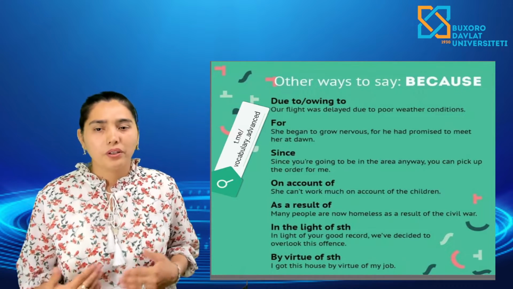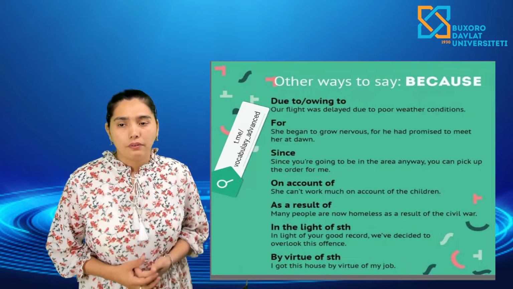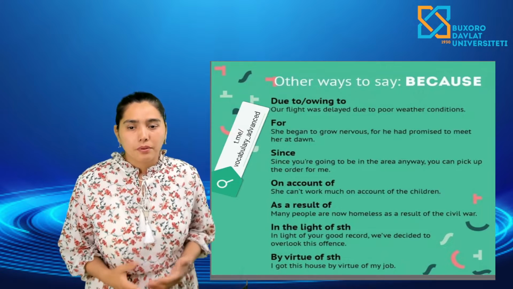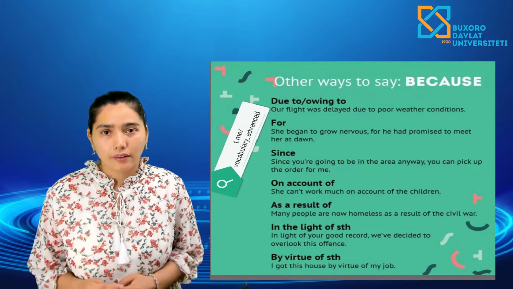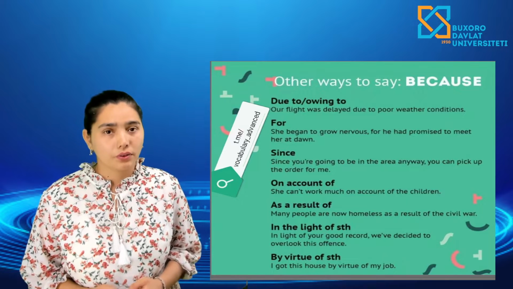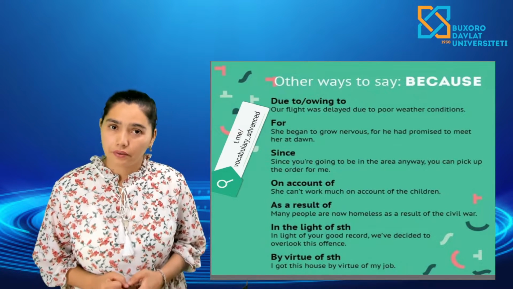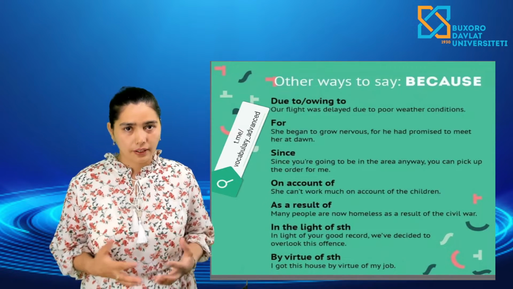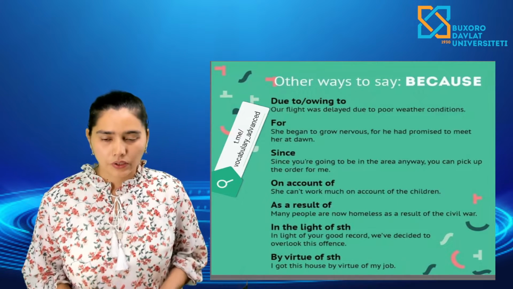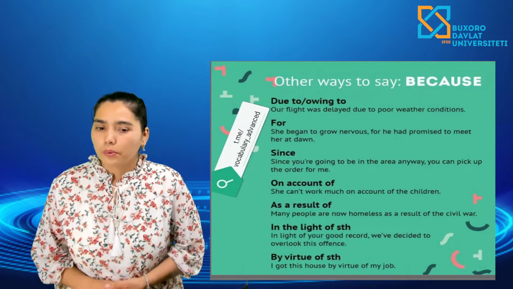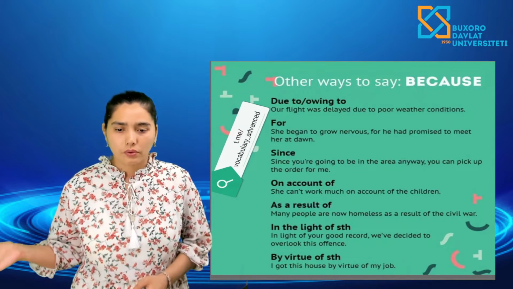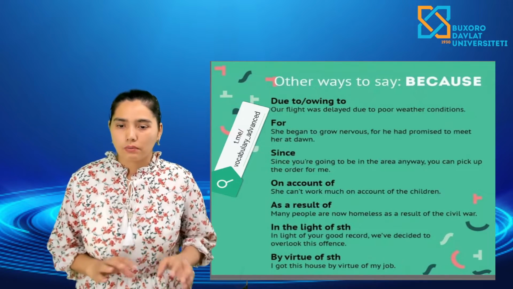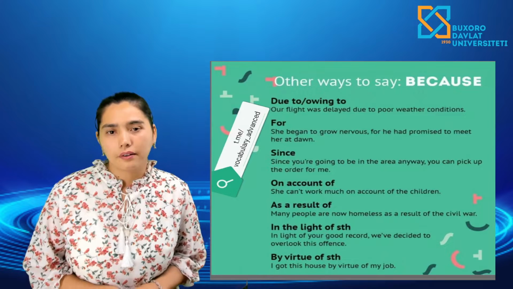In some contexts, when we read literature, especially fiction books, or manuals, textbooks and grammar books, "on account of", "as a result of", "in the light of something", "by virtue of something" are rare. Especially the last two can sound really effective. It makes you sound more natural in English. "In light of your good record, we have decided to overlook this offense," for example. Because of your good record, it should be, yeah? And we replace it with "in light of your good record".